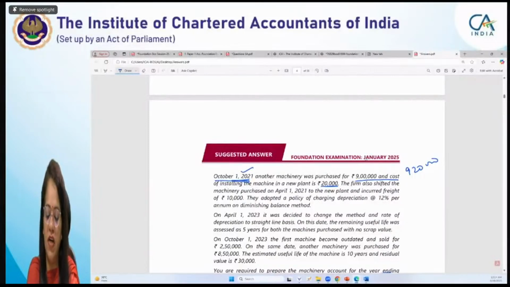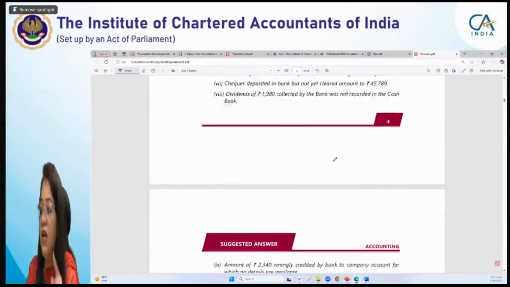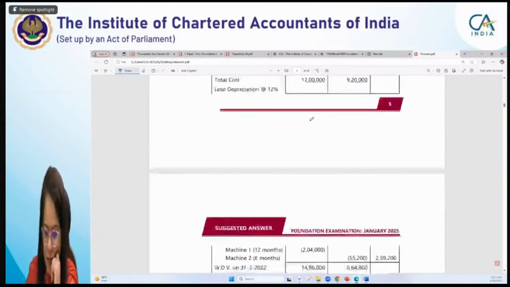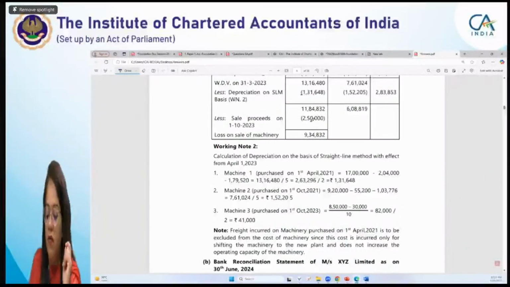The firm also shifted the machinery purchased on 1st April 21 to a new plant and incurred freight of rupees 10,000. What is this line? See, if a student has studied each and every concept of the depreciation chapter, machinery chapter, he'll be able to understand. This is the cost of shifting machinery from one place to another place. Will it come in our calculation? No. Freight incurred on this is to be excluded from the cost of the machinery.